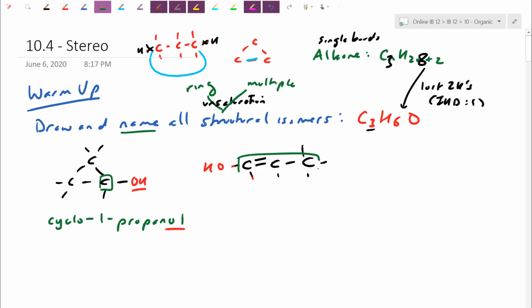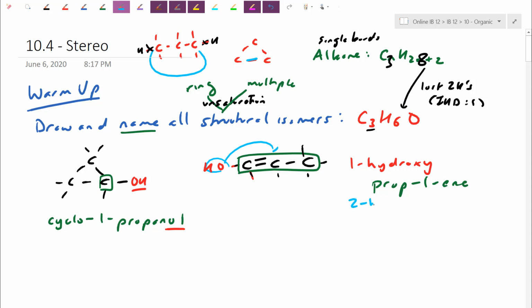So my parent is 3 carbons in a row. So my parent is going to be prop-1-ene. I have a double bond that starts from position number 1. And I'm going to name this alcohol group here as a hydroxy group. So I can have 1-hydroxy-prop-1-ene. Where else could the OH go? The OH here could be on position number 2, so I could have 2-hydroxy, or even I could have 3-hydroxy. So those are already 3 different isomers because there's actually a couple different positions.